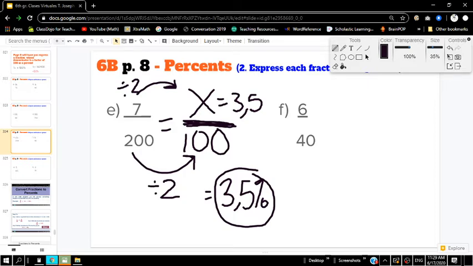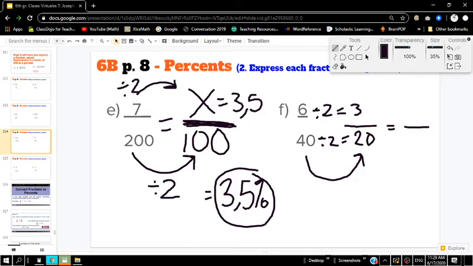For letter F, I'm going to simplify this. Let's take 6 and 40 and divide those both by what greatest common factor? Let's see, we could do 2. I think 2 is the only one, right? 6 divided by 2 equals 3, and 40 divided by 2 equals 20. Okay, so 3/20ths is my simplified fraction. Well, I know that 20 is a factor of 100, so I can just equate this to 100.